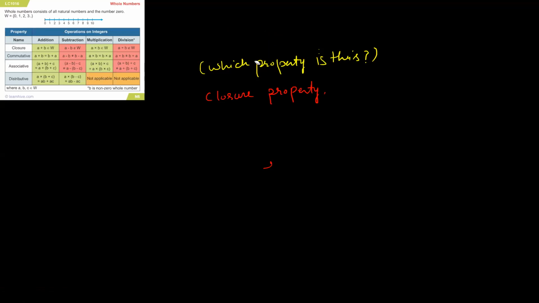Now students, this was the explanation of closure property for addition. Now we will discuss closure property for subtraction. Look at this chart. Closure property for subtraction says A minus B does not belong to W.